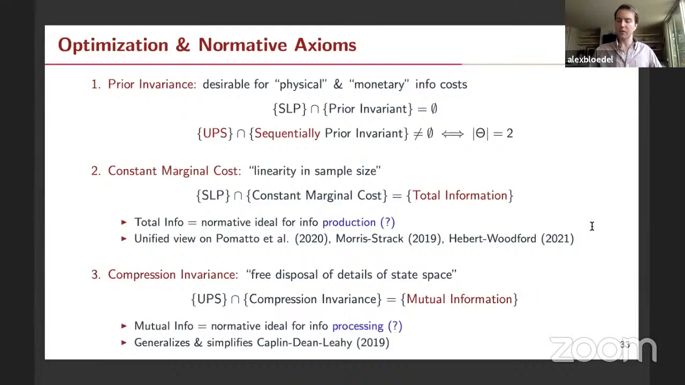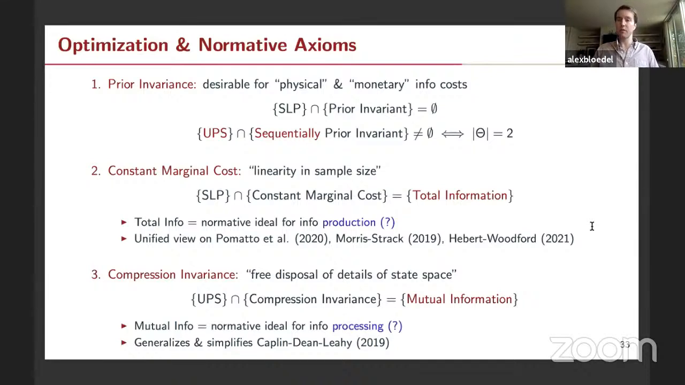Finally, we look at an axiom called compression invariance, which Andrew will recognize as a riff off of his invariance under compression axiom, which basically means that the decision maker has the ability to freely ignore details of the state space that she deems irrelevant. And we show that the unique UPS, or equivalently SLP and regular cost function that satisfies this compression invariance is the familiar mutual information cost function.